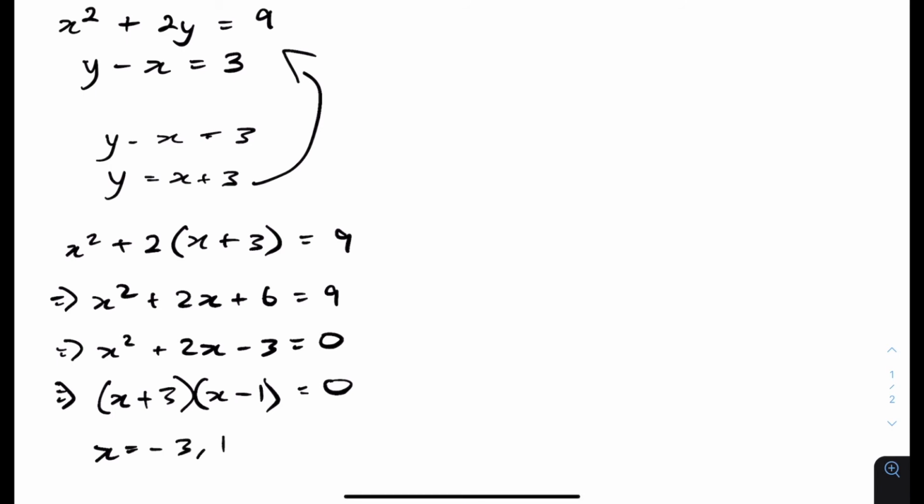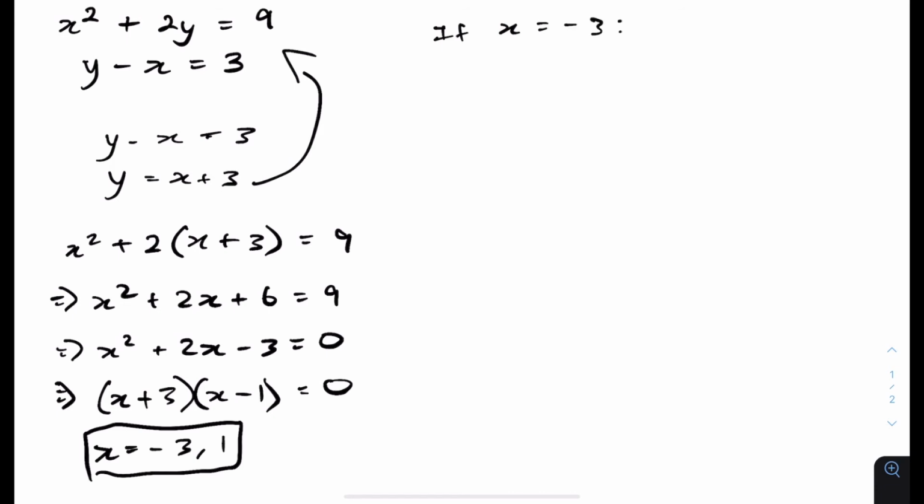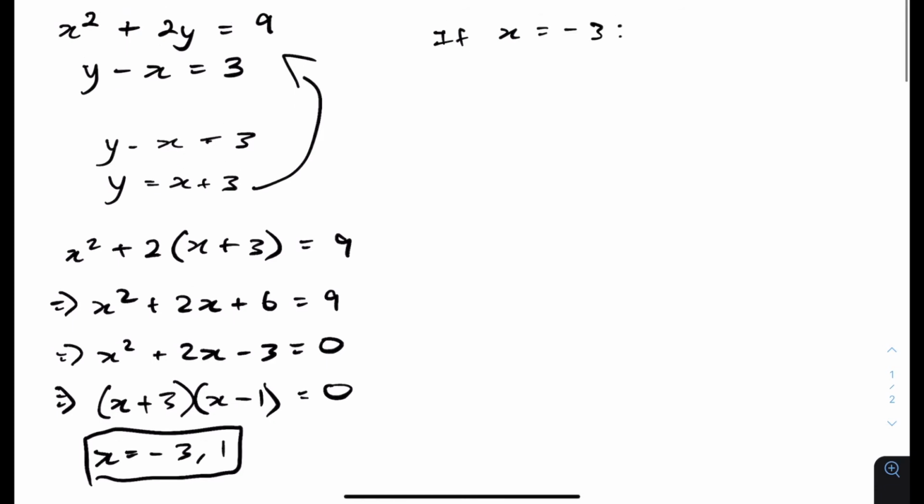Well, we just realized that we have two values of x. That means that there are two different solutions. So we should be getting two values of y as well. So how do we do this? We can just substitute each value of x. So if x equals negative 3, and let's just use this equation here, because it is so easy to manipulate.